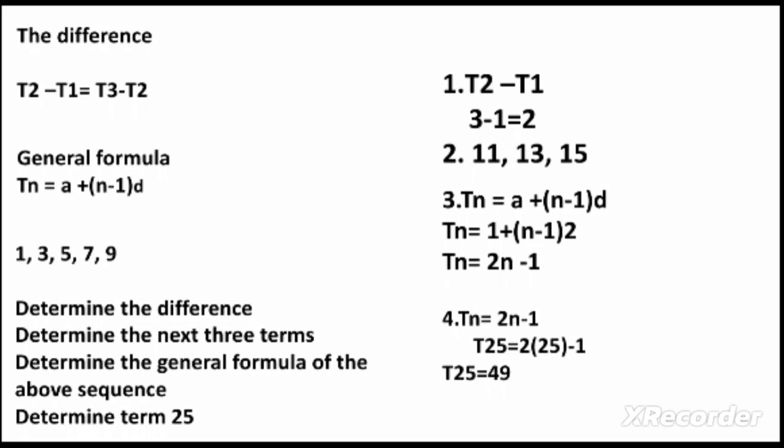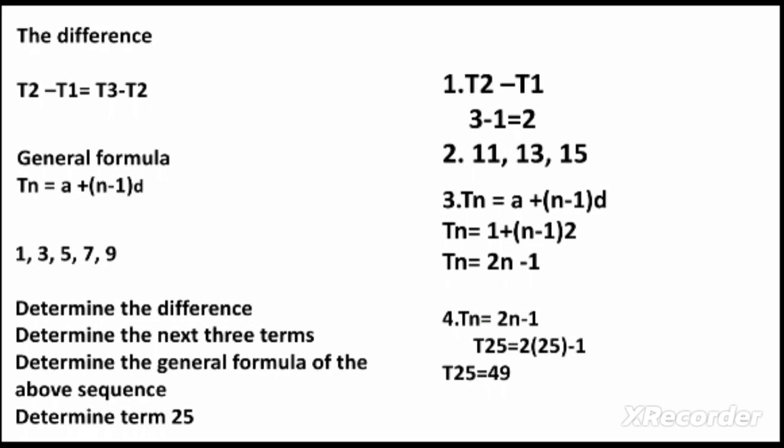So they say determine the difference, the constant difference or the common difference. You take T2 minus T1, that is 3 minus 1, and you're going to get 2. To verify your answer, you're going to say T3 minus T2, that is 5 minus 3, you're still going to get a 2. So the second question says determine the next 3 terms.